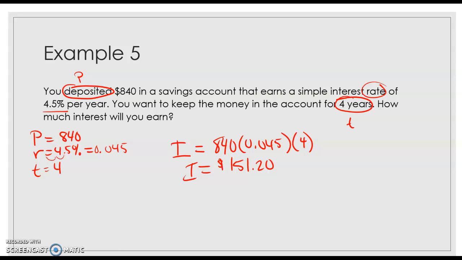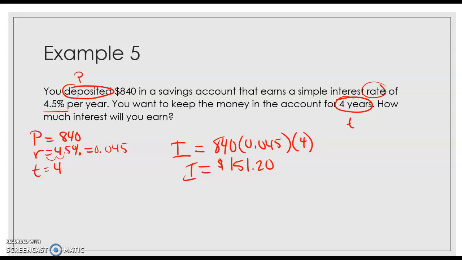And so if you want to know how much you have total in 4 years, then you would take that $151.20 and add it to the 840, and then that's what you would have in your account after 4 years. This is just the interest earned. So I just want to reiterate that. I is interest earned. That's not the total that is now in the account. That is just the amount that you earned by your money just sitting in your account.